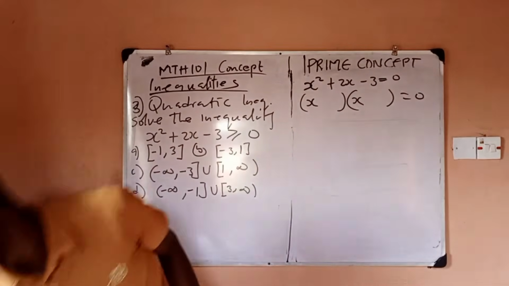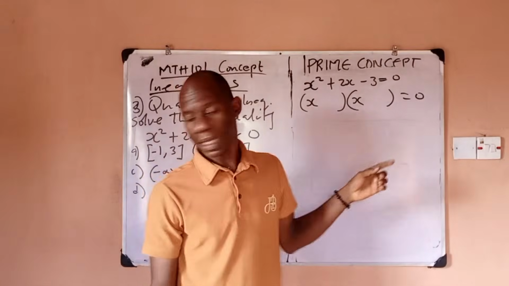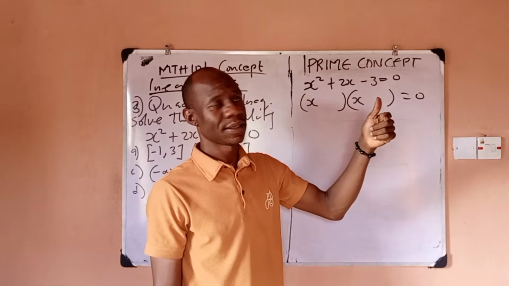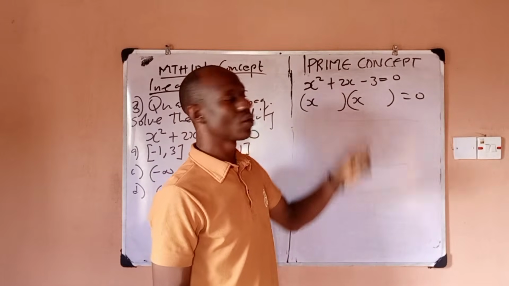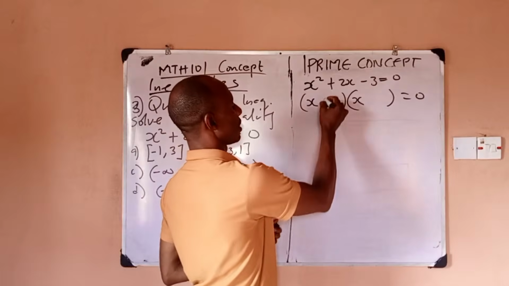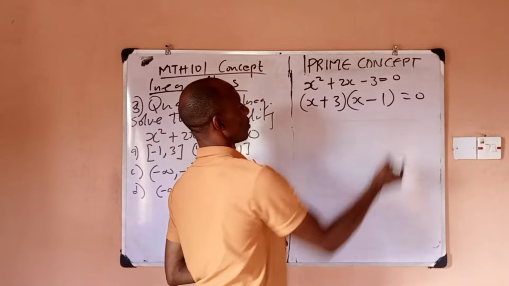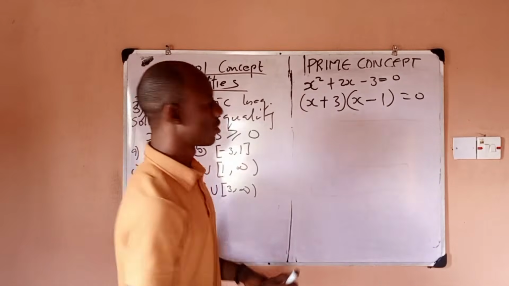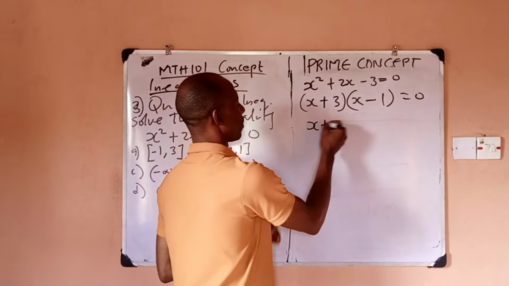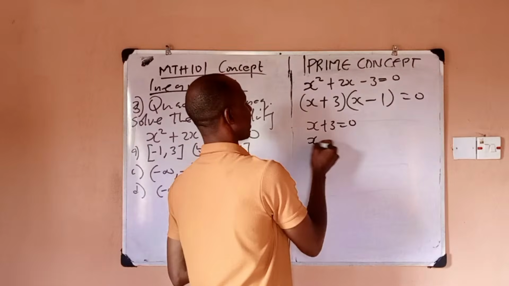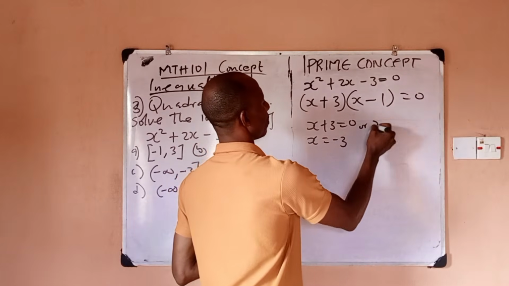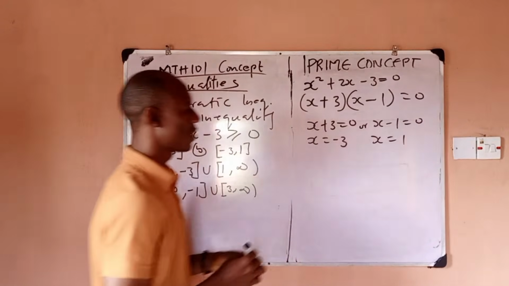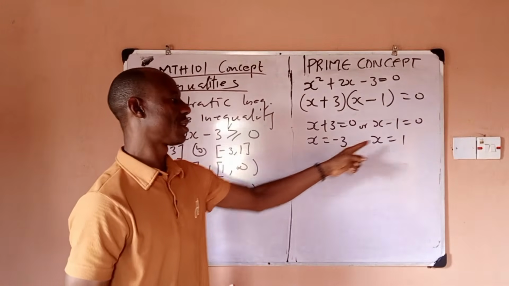Who can tell me? Two numbers that when you multiply give you minus 3, it is 3 times 1, right? And when you add them, it will give you plus 2. So it is plus 3 and minus 1. So this is what you have. What are we going to do? We're going to say x plus 3 equals 0, x equals minus 3, or x minus 1 equals 0, x equals 1. So the two values of x I have will be minus 3 and 1.